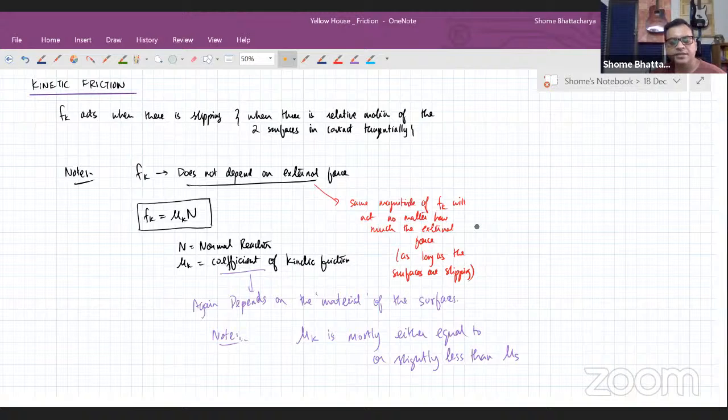The tendency to be slightly less is because when slipping occurs, the same two surfaces cannot grip each other as well as when they are at rest. So once slipping starts, the friction available reduces a little bit, and that's why mu k is typically slightly less than mu s. Though in many cases the difference can be negligible. So more or less, the coefficient of kinetic friction equals the coefficient of static friction.